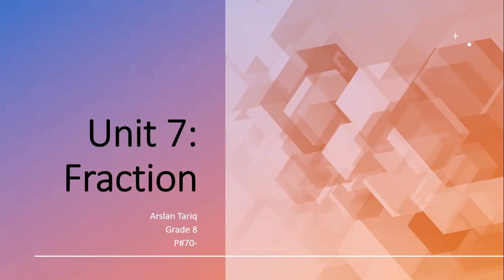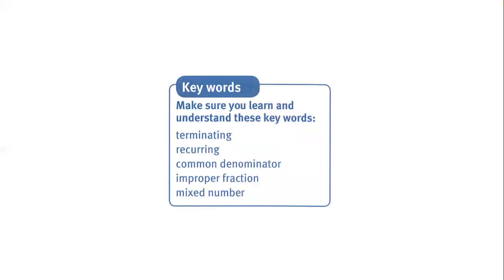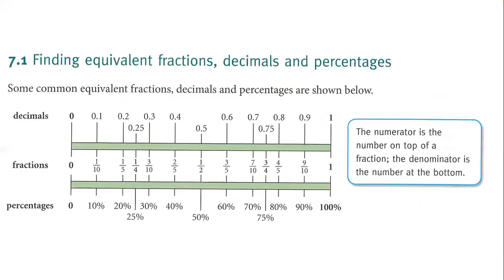Okay, grade 8, page number 70. So here are the keywords that we will use in this chapter: terminating, recurring, common denominator, improper fraction, and mixed number. In our first exercise, we will learn to find the equivalent fraction, decimal, and percentage.